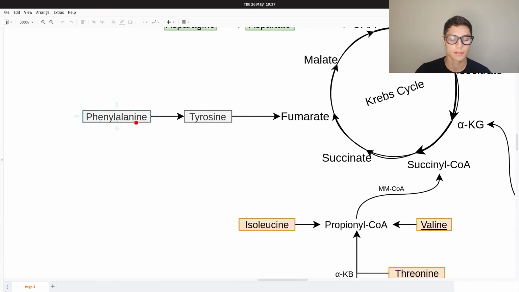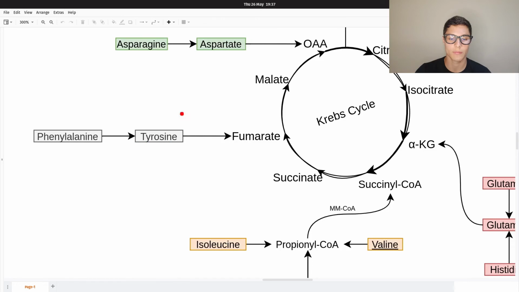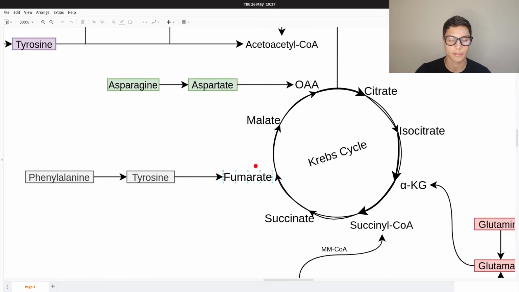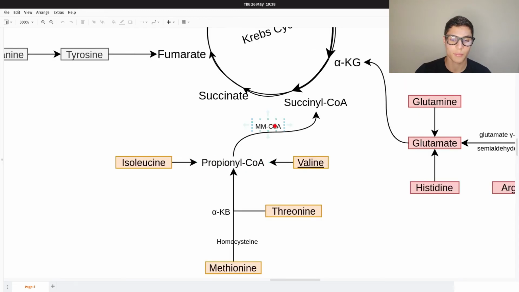The phenylalanine is going to be converted into tyrosine. As you can see here, it is the same. And the tyrosine will give us fumarate as well. Now, methionine is going to be converted into homocysteine and then to alpha-ketobutyrate in this case, and then to propionyl-CoA. This is methylmalonyl-CoA. You probably know these two if you saw the video about the fats. And then succinyl-CoA is created.